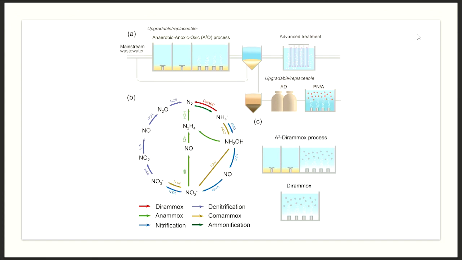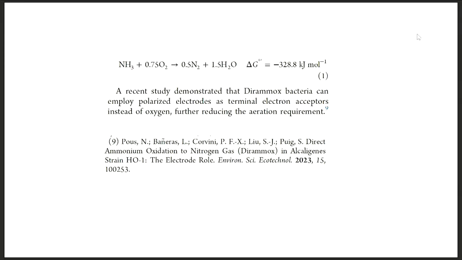These are the classical ones. And if you have Diramox, then you can simply do it like this. Okay. And you can also use, apparently, electrodes as electron acceptor. But there will be a presentation, a very good presentation, later this week by someone else, so I won't go into details about use of electrodes.